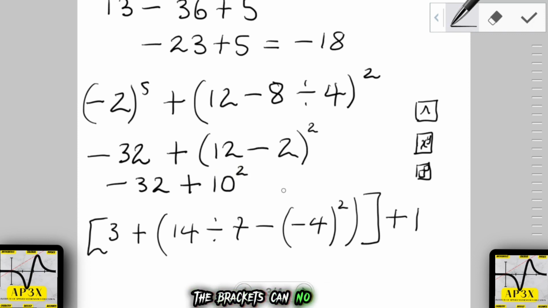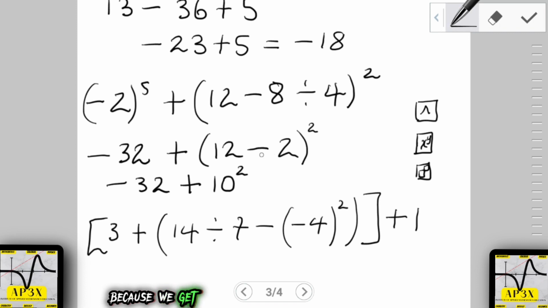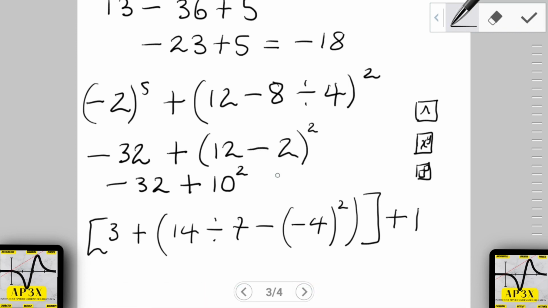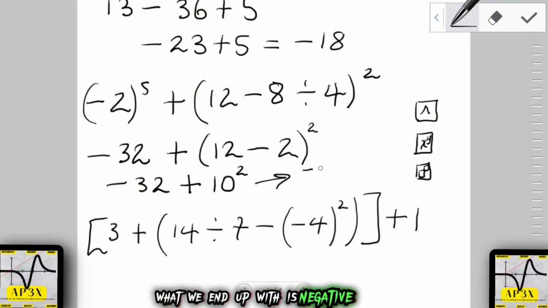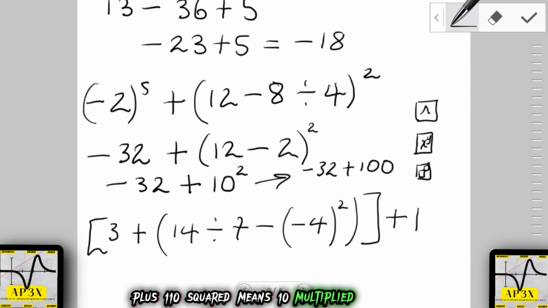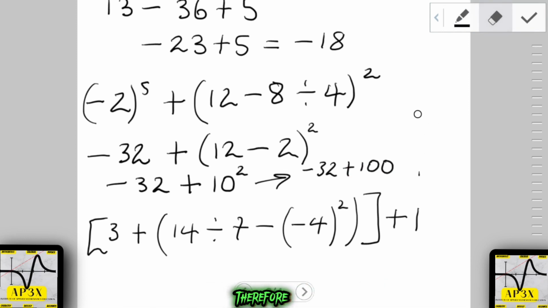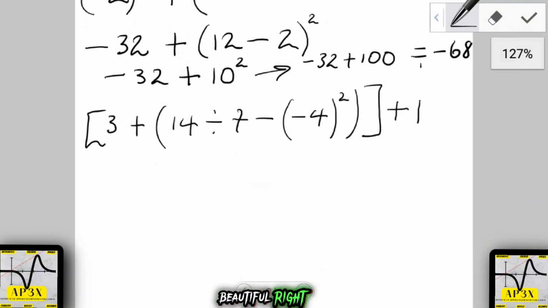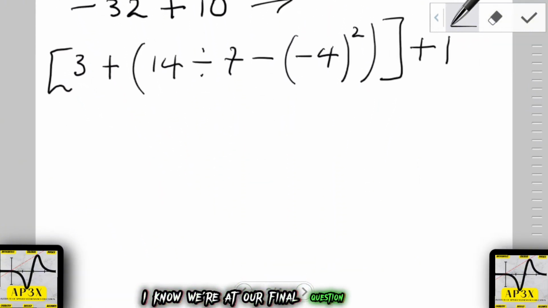The brackets can now go because we get one single value for what is inside the parenthesis. Now finally, what we end up with is negative 32 plus 100. 10 squared means 10 multiplied by 10. So therefore, we get a final answer here of negative 68. Okay, beautiful.